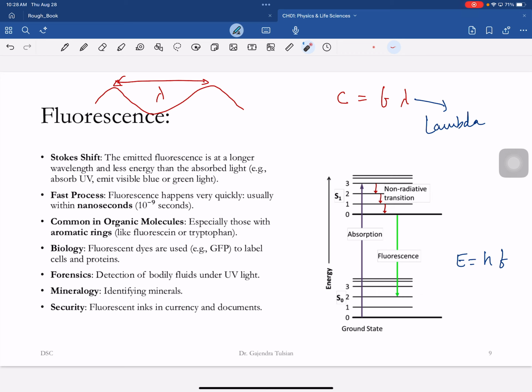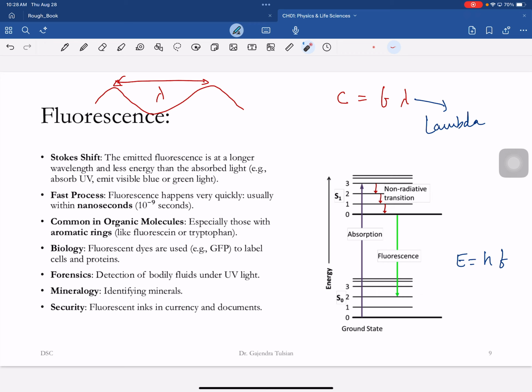You can put that stuff inside your body. The camera is outside, and you can take pictures. It's a fast process. It happens within a billionth of a second. This photon is emitted within a billionth of a second. So you shine UV light, and this is coming out in a billionth of a second.